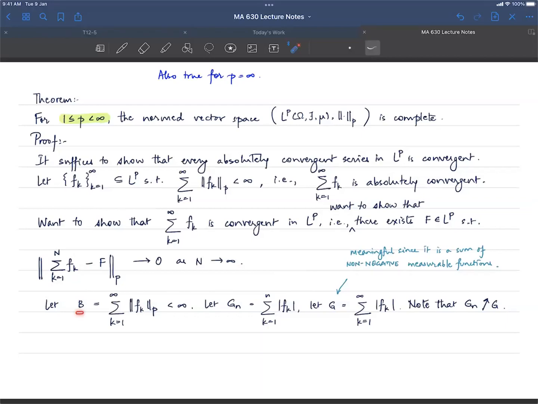So let B be the sum k going from 1 to infinity of the norm of f_k. Now this is finite. Why is this finite? Vijay, why is this finite?